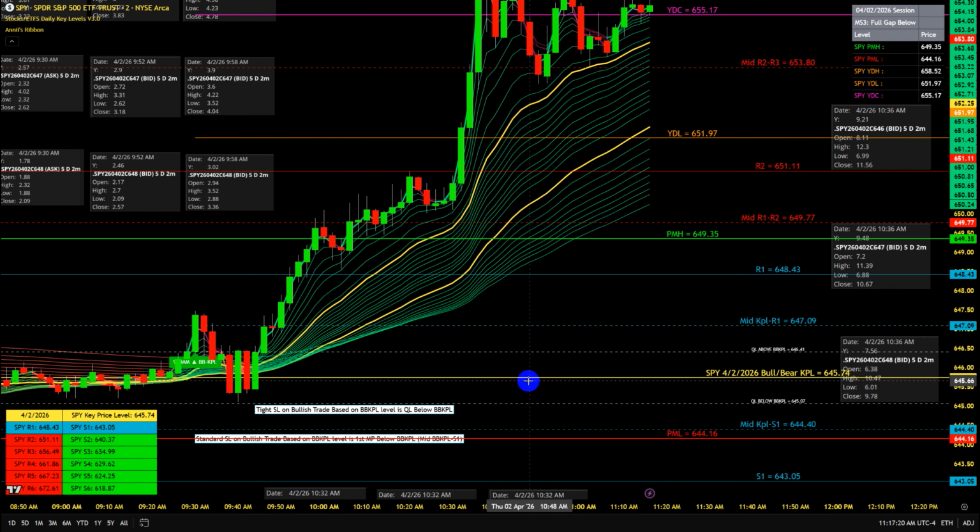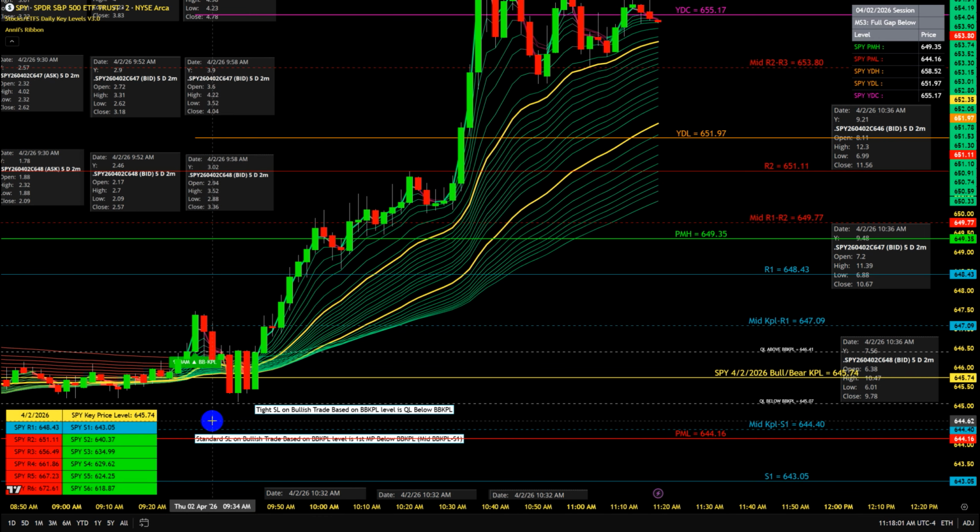The preferred stop loss is the standard stop loss, and the standard stop loss with this indicator on bullish trades will be the first midpoint below the main key level that you're taking the bullish trade from. So in this case, the first midpoint level below the bull bear KPL level that we're taking the bullish trade from is the mid BBKPLS1. As you can see, that was never even close in this particular situation. It is preferred strategy to use the standard SL. However, that is up to each individual trader to decide for their own risk profile, which is better for them through practice of using the indicator.